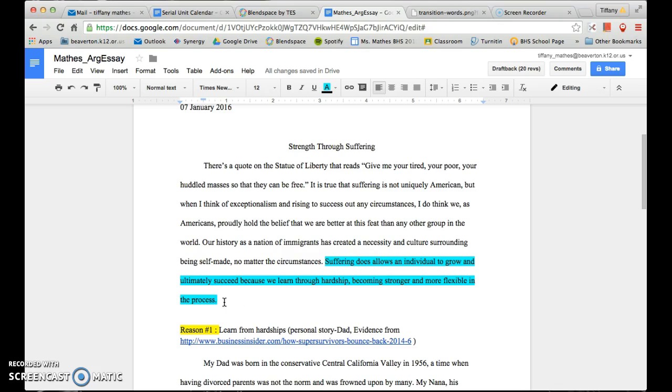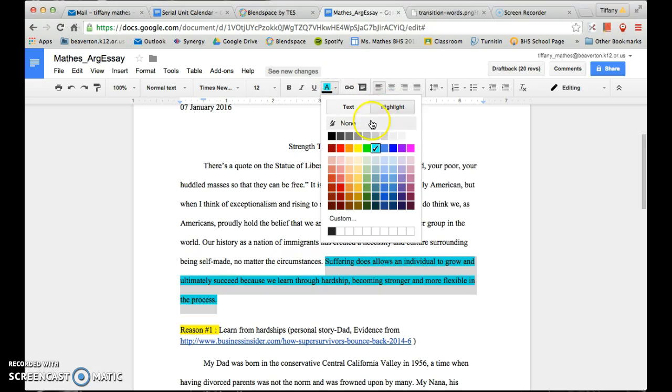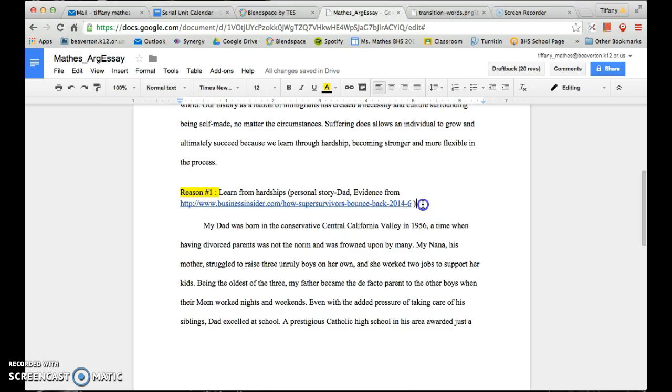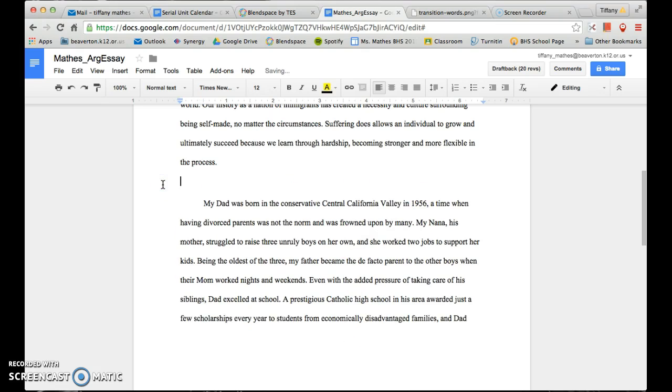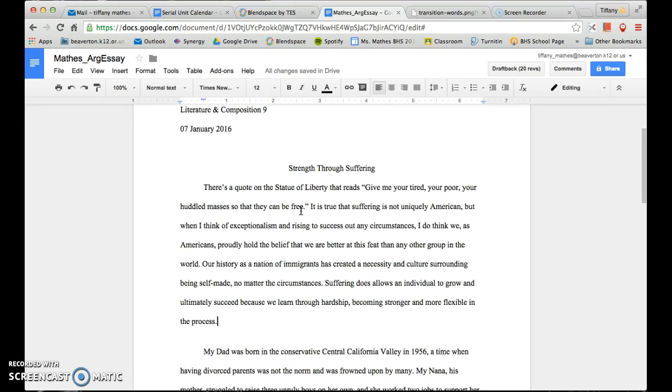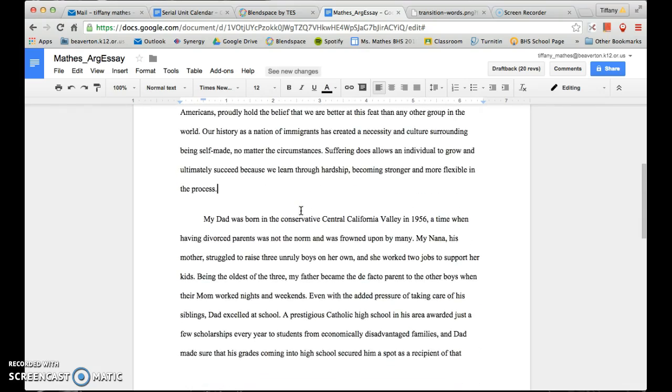Okay, the next thing you want to do if you haven't done this already is unhighlight things. So I'm going to unhighlight my claim. I'm going to get rid of any notes that were left over from my outline that are messing with the way my paper looks. So now see, just by doing that, my paper looks proper.